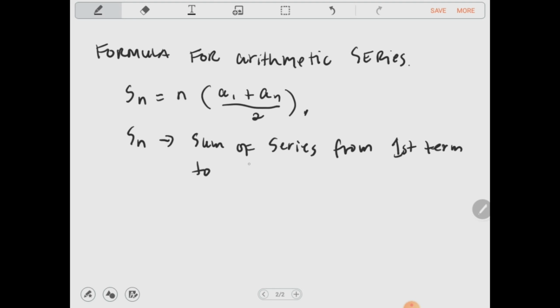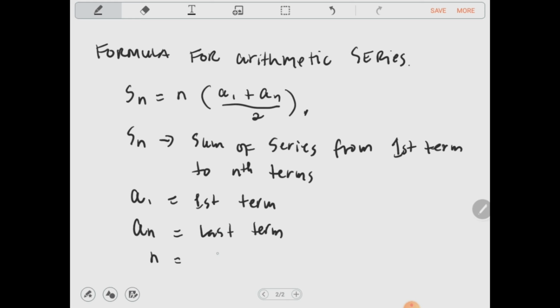S sub n is the sum of the series from the first term to the nth term. So this is just the total of the terms that you are going to add. The first term is a sub 1 and a sub n is for the last term. And n is for the number of terms in that sequence.